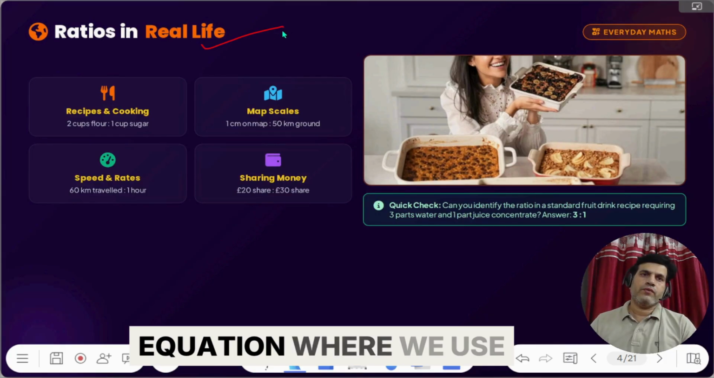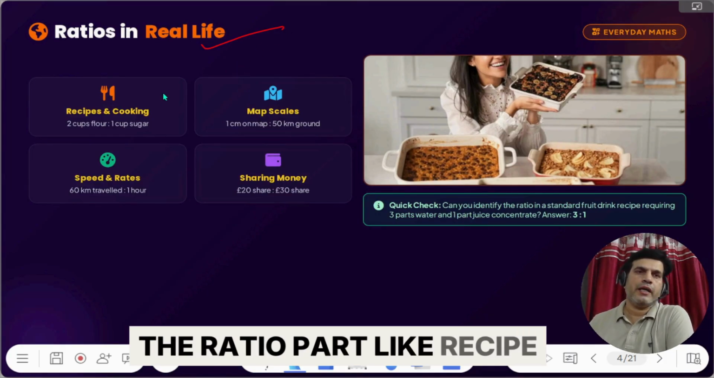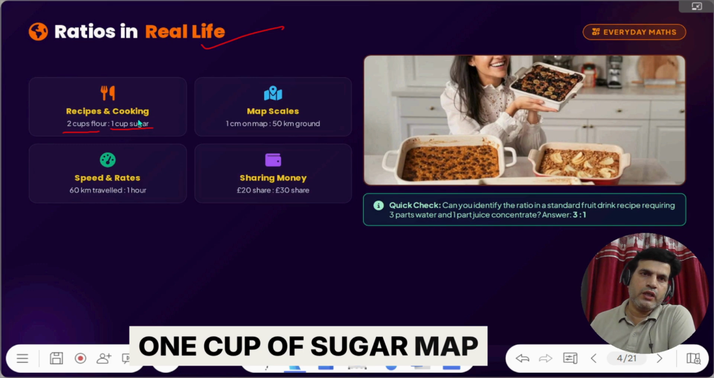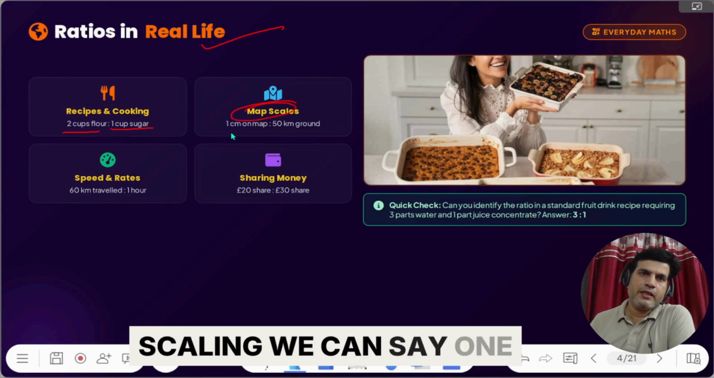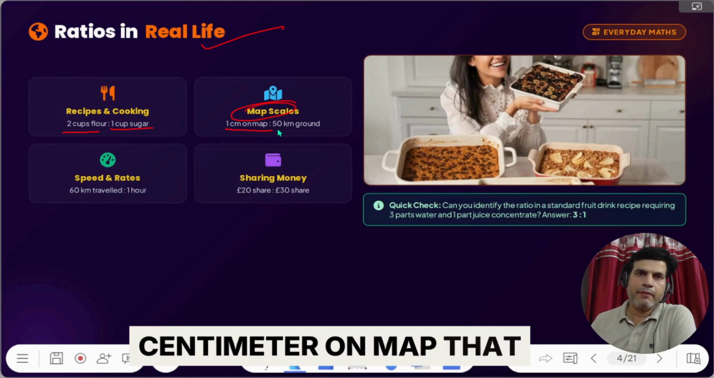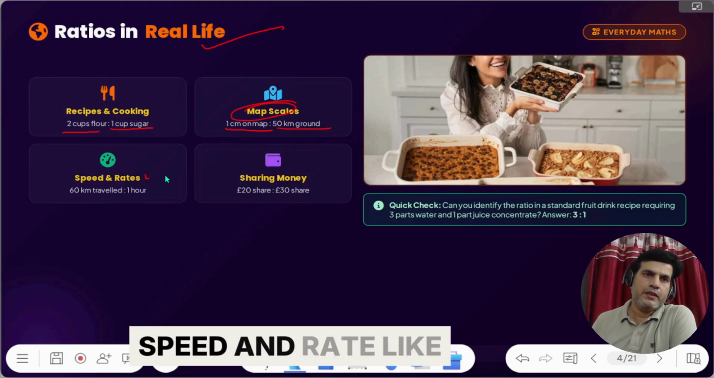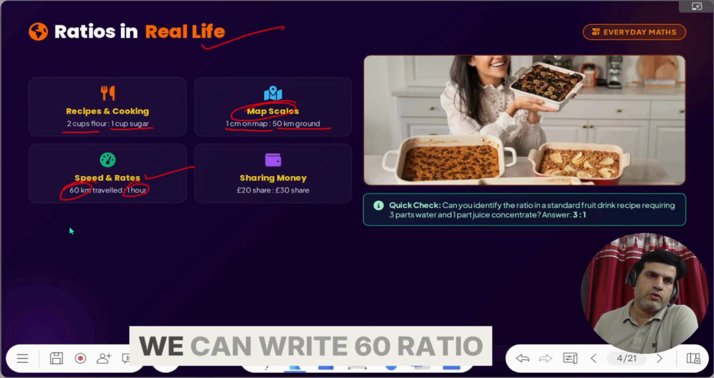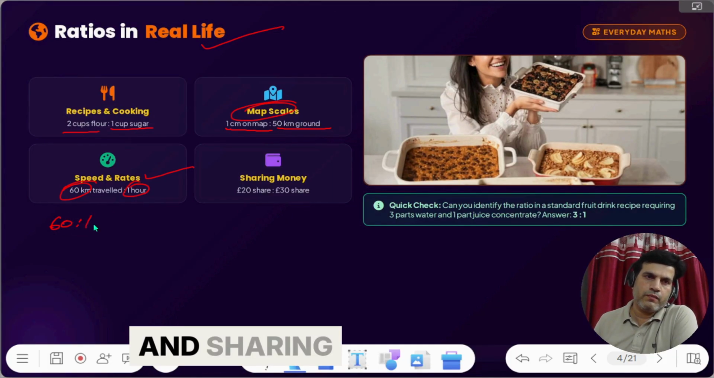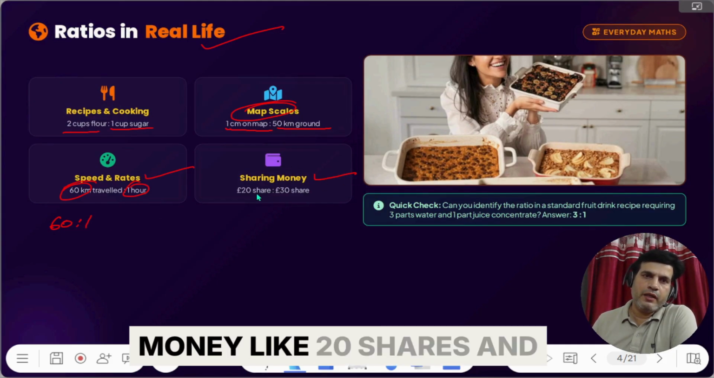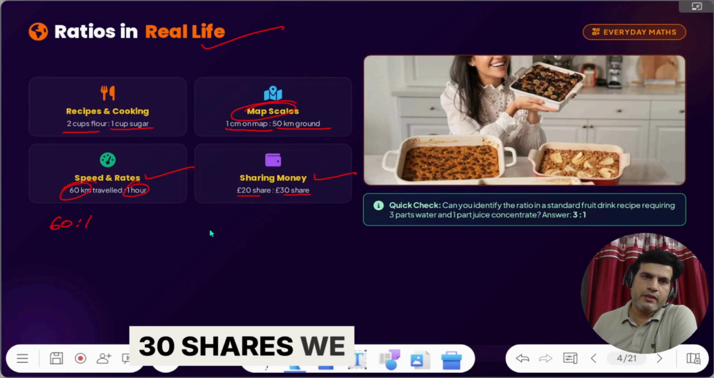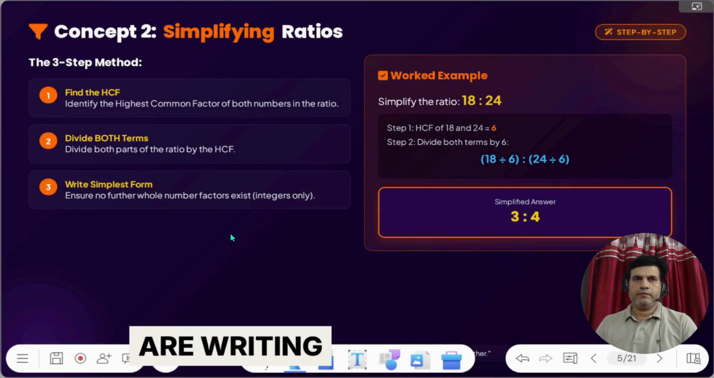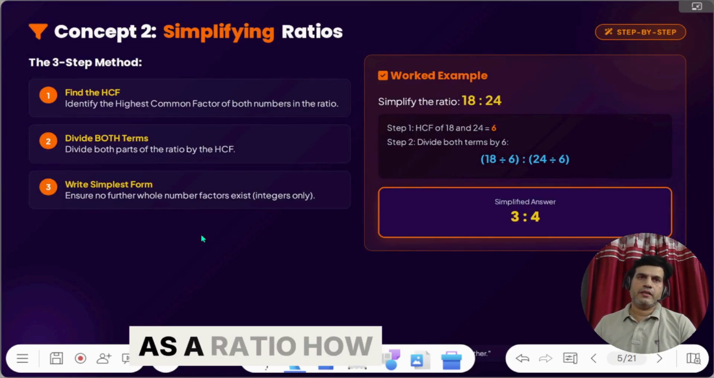Real life examples where we use ratio are recipe and cooking, like 2 parts of flour and 1 cup of sugar. Map scaling, we can say 1 centimeter on the map is 50 kilometers. Speed and rate, like we travel 60 kilometers in 1 hour, so we can write 60 ratio 1. And sharing money, like 20 shares and 30 shares, we can write 20 ratio 30. In this way we are writing ratios.